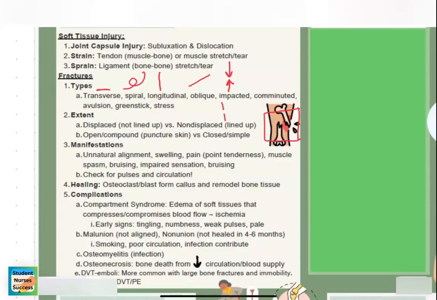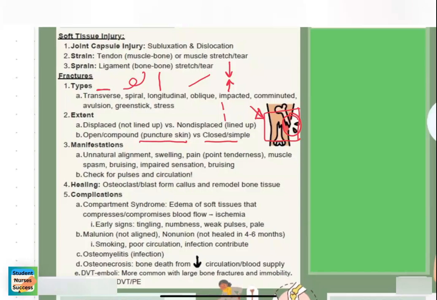An open or compound fracture sticks through the skin. And so we see this here where this fracture is breaking through. This leads us to increased risk of infection, and it's going to be a lot more difficult of a fracture to repair. A closed, simple fracture would be one that does not go through the skin.